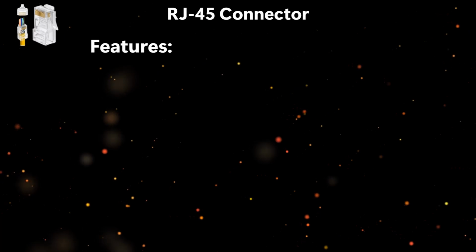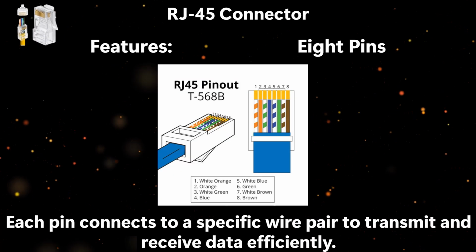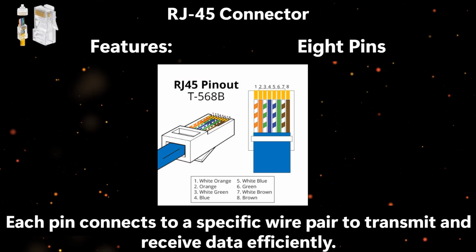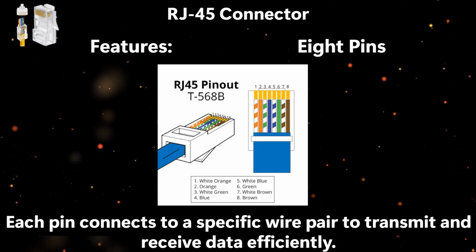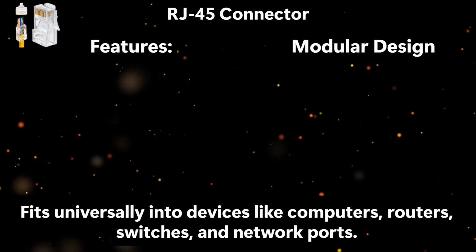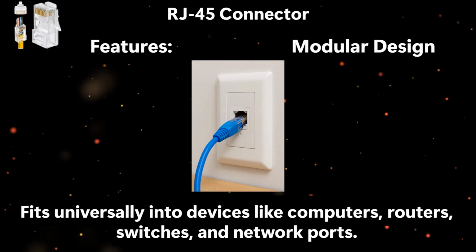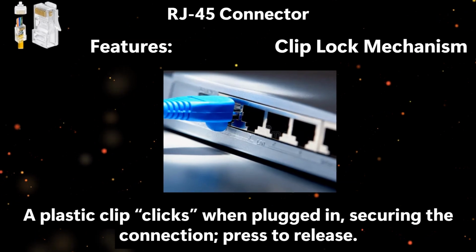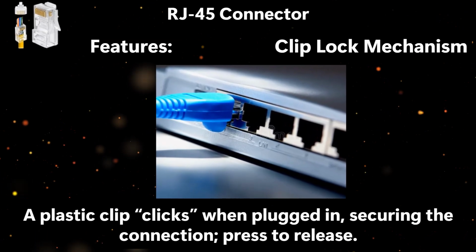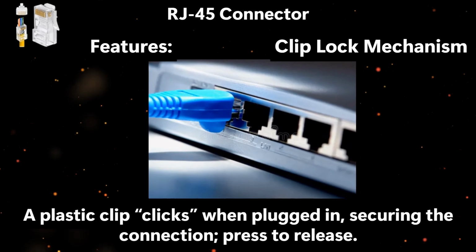Let's see the features of RJ45 connector. 8 pins, each pin connects to a specific wire pair to transmit and receive data efficiently. Modular design fits universally into devices like computers, routers, switches, and network ports. Clip lock mechanism. A plastic clip clicks when plugged in, securing the connection, press to release.